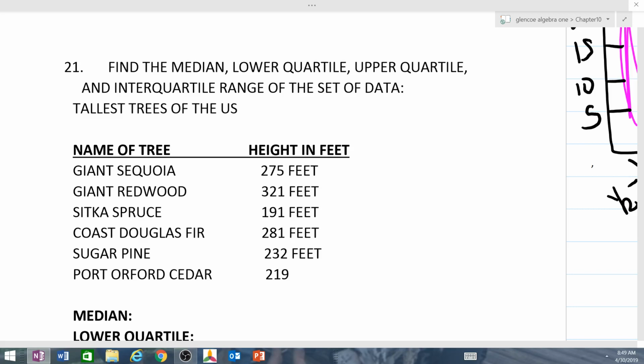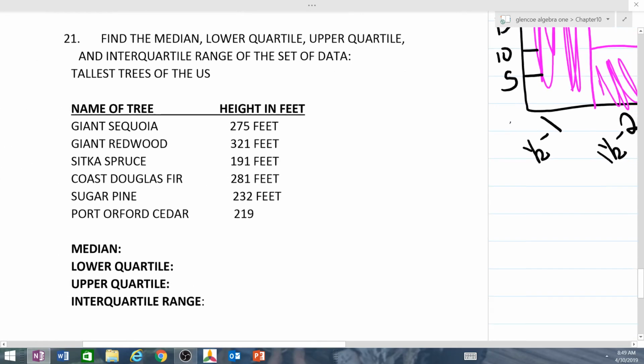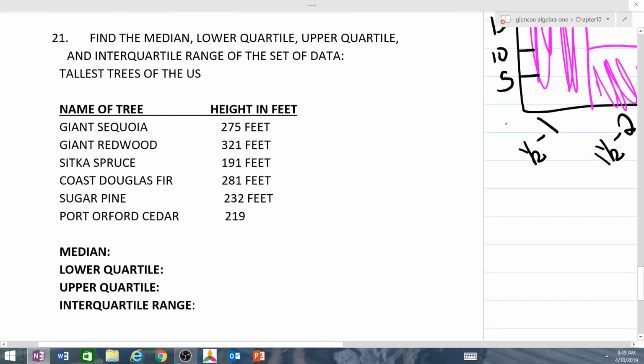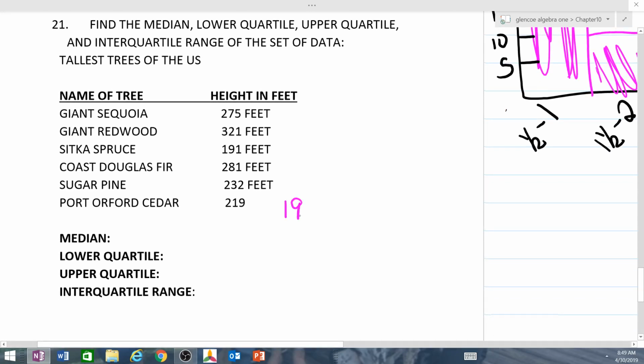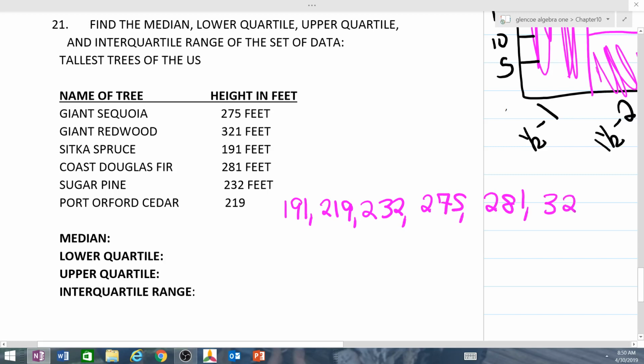So, what should be the first thing we should do with this data? Does anybody have a suggestion? Yes. Put it in order from least to greatest. So let's go ahead and line this up. And the least would be what? 191. Then we'd go what? 219, and then what? 232, 275, 281, and 321, correct? Okay.